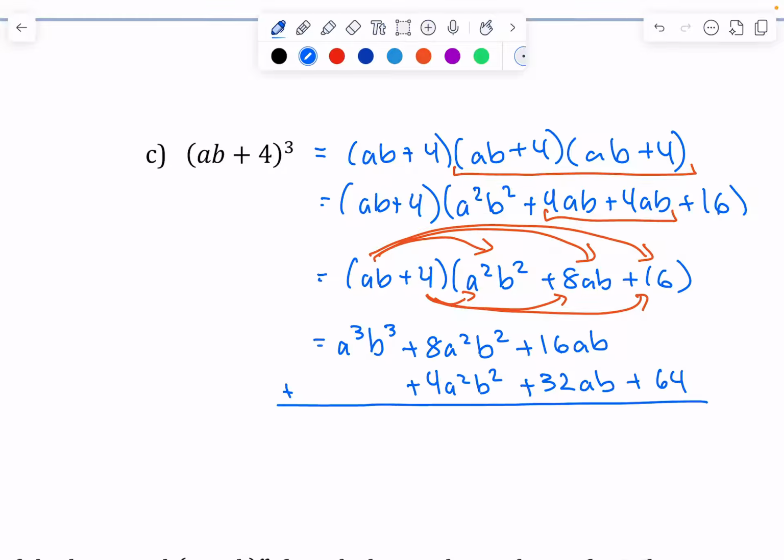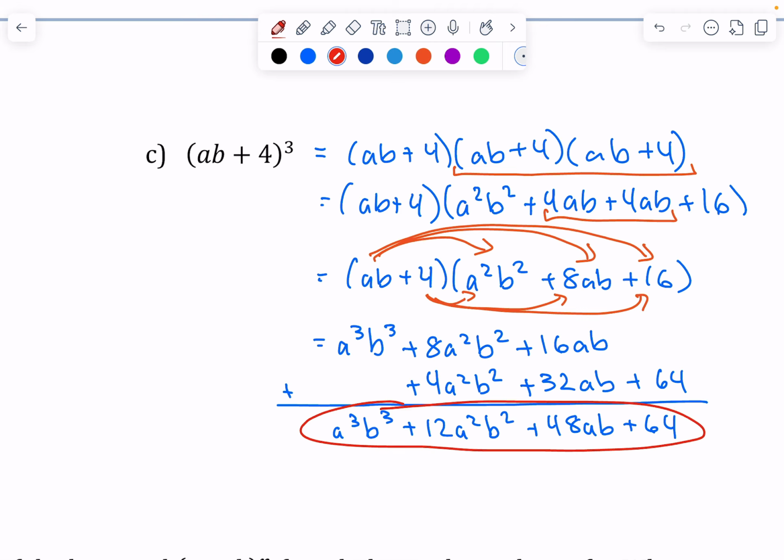Okay? So then combining all my like terms, I should get A cubed, B cubed, plus 12A squared, B squared, plus 48AB, plus 64. And that would be my final answer, okay?